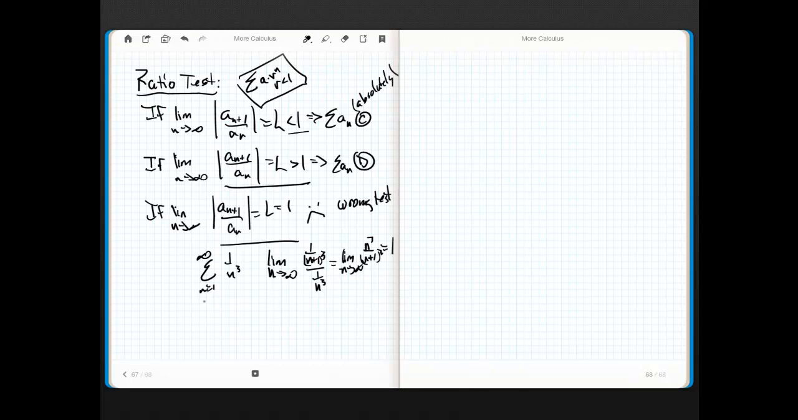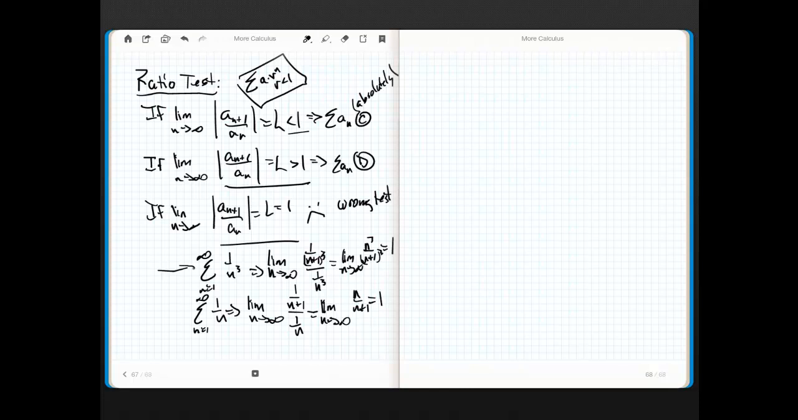Well, it converges. Why can't we say it converges? Well, isn't the same thing true if I take the sum as n goes from 1 to infinity of 1 over n? If I want to use the ratio test, the limit as n goes to infinity of 1 over n plus 1 over 1 over n, which is equal to the limit as n goes to infinity of n over n plus 1, which equals 1.